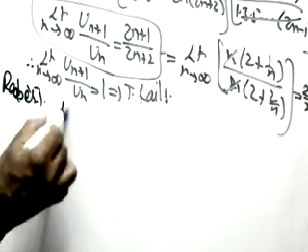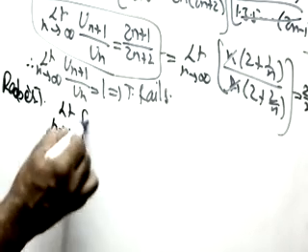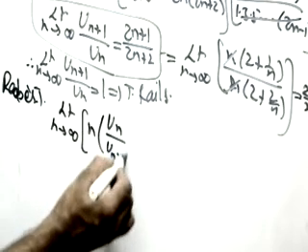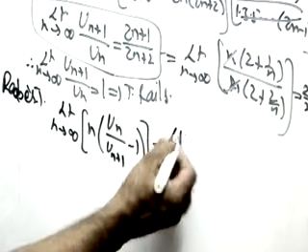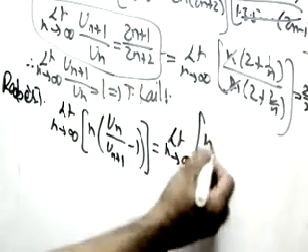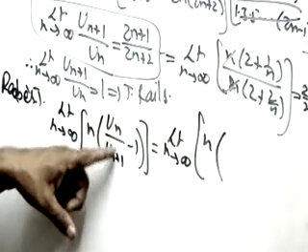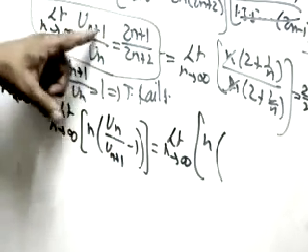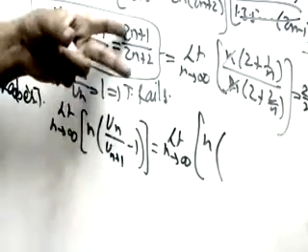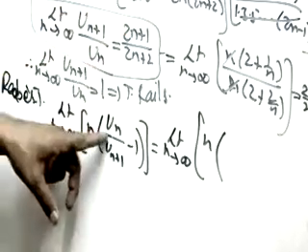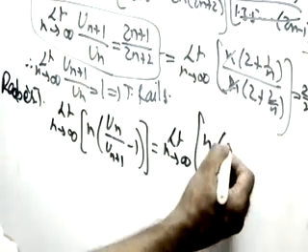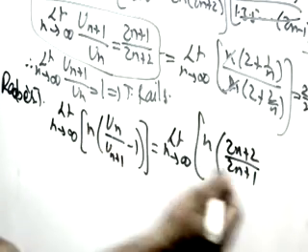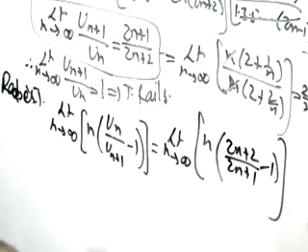Raabe's test is a little changed: limit n tends to infinity, n into, we must use the reciprocal, u(n)/u(n+1) minus 1. We do not need to write all of this again. Here you have u(n+1)/u(n), but this is the reciprocal, u(n)/u(n+1). So the reciprocal of this will be (2n+2)/(2n+1). So n into this minus 1.